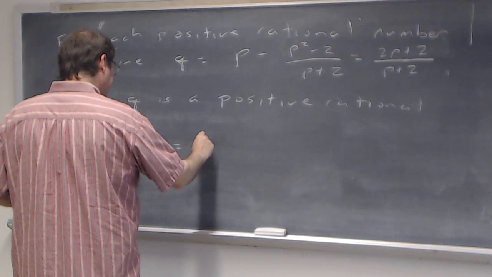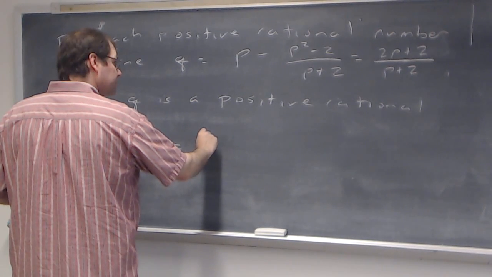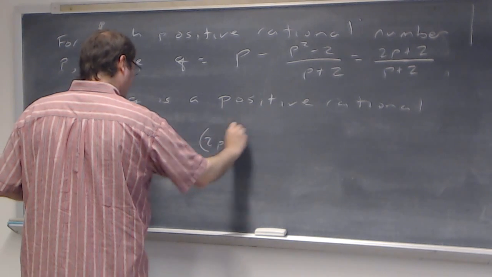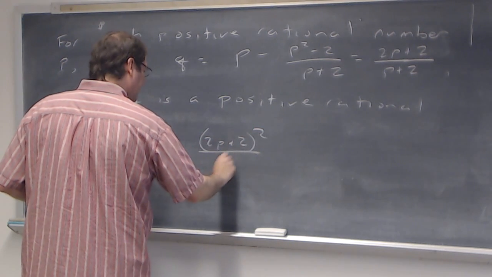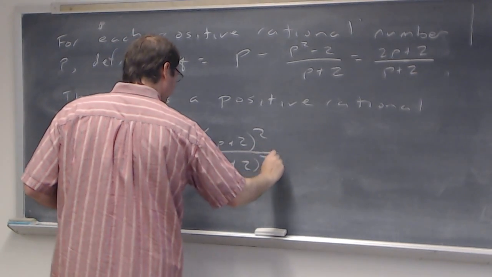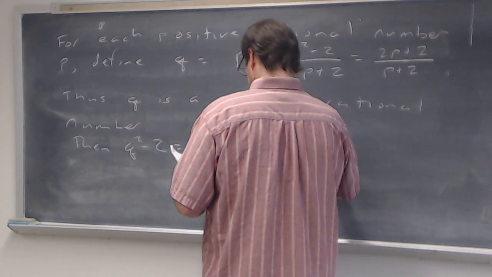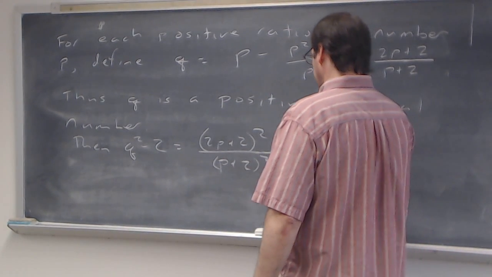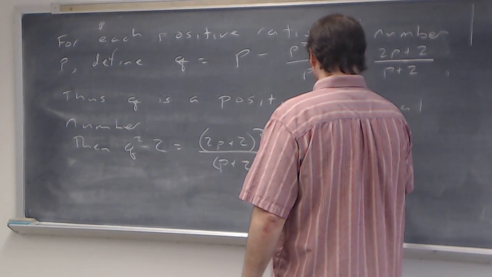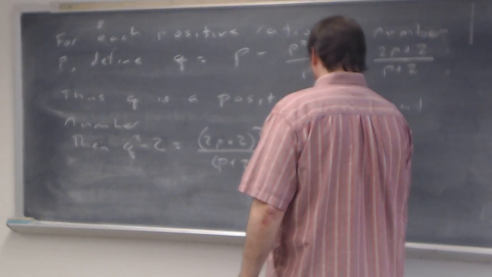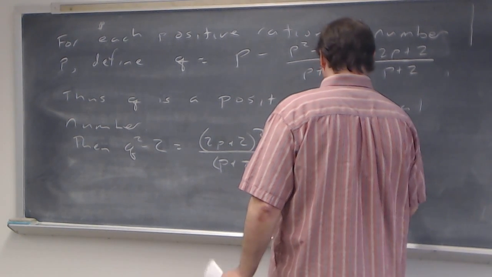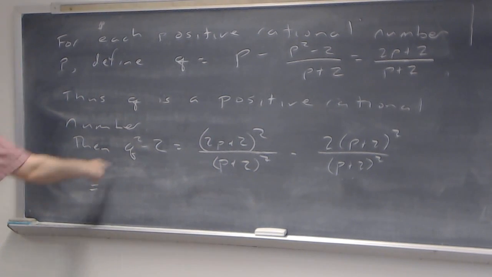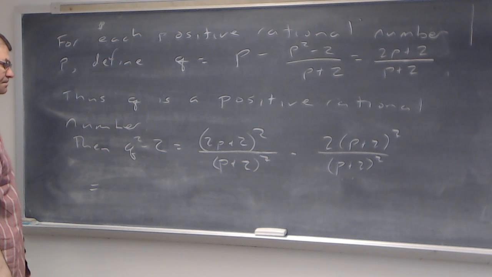So here, that's equal to (2p+2)² over (p+2)² minus, and then getting a common denominator here, this will be 2 times (p+2)² over (p+2)². And so working with this, we just happen to look at this quantity.